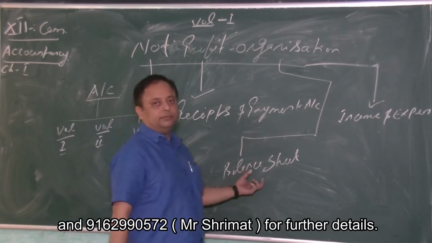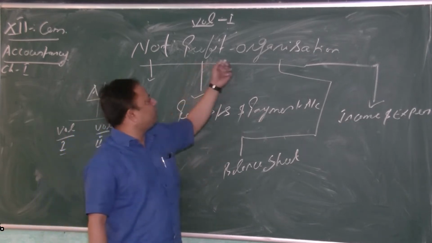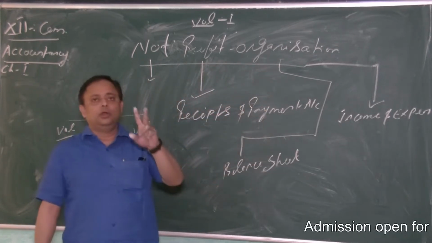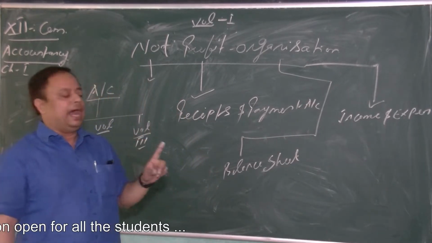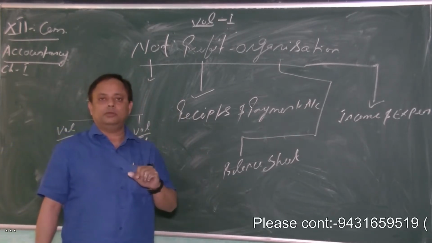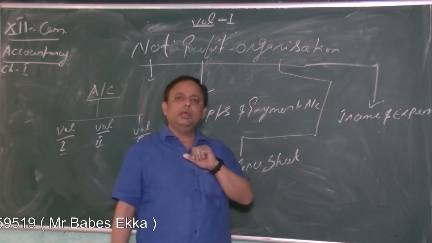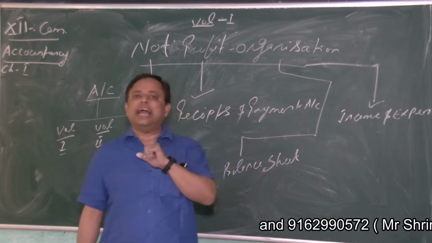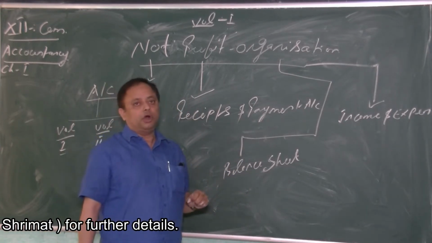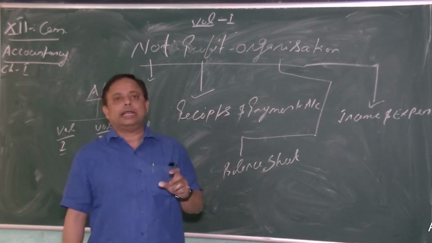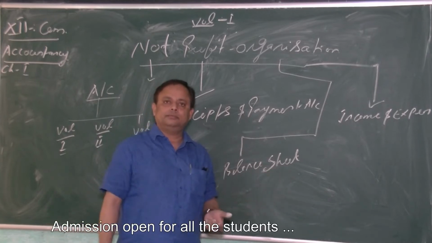Now the balance sheet is a statement. In a non-profit organization, the balance sheet is prepared in two ways: the opening balance sheet and the closing balance sheet. Why do we prepare the opening balance sheet? We prepare it for the calculation of capital fund. Because in profit organizations capital is given, but in non-profit organizations there is no capital.